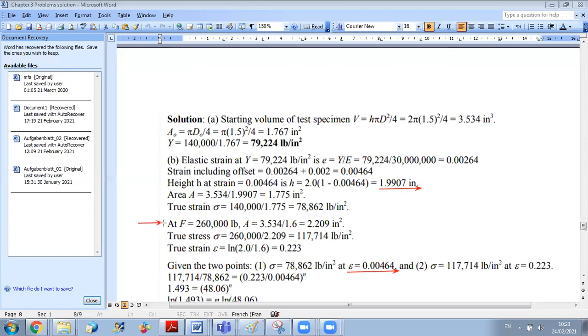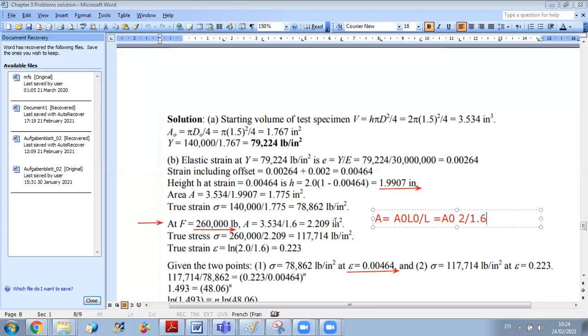So what we will do now, we need the information for the second point. For the second point, they told us that when we apply a load of 260,000 lb, we have a new height. The new height is 1.6. Since we know the new height, we can calculate the new area based on the conservation of volume. So the new area is A0 times L0 over L. A0 is already calculated, and we have that L0 was 2, and the new length is 1.6. So by using this formula, we can get the value of the new area.